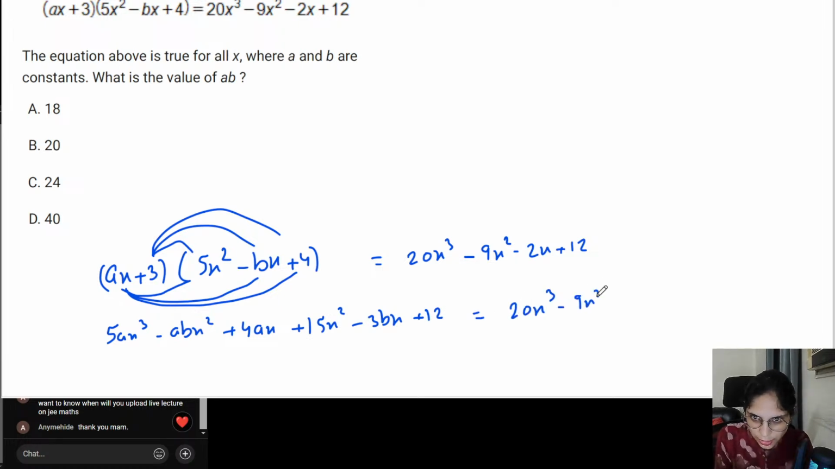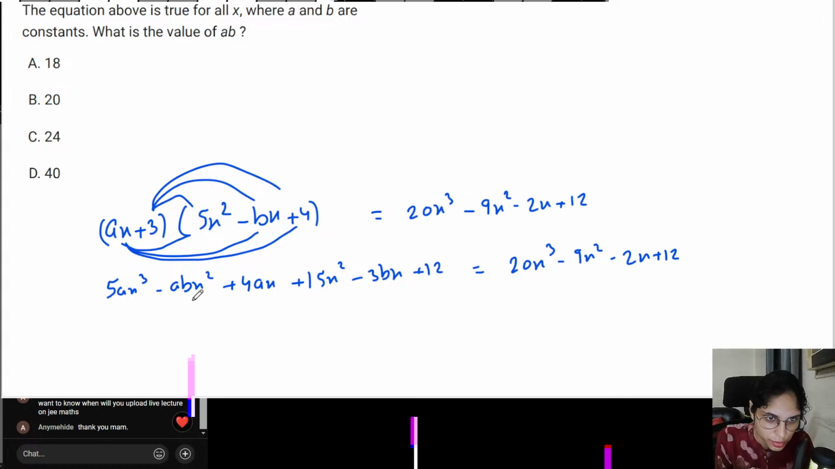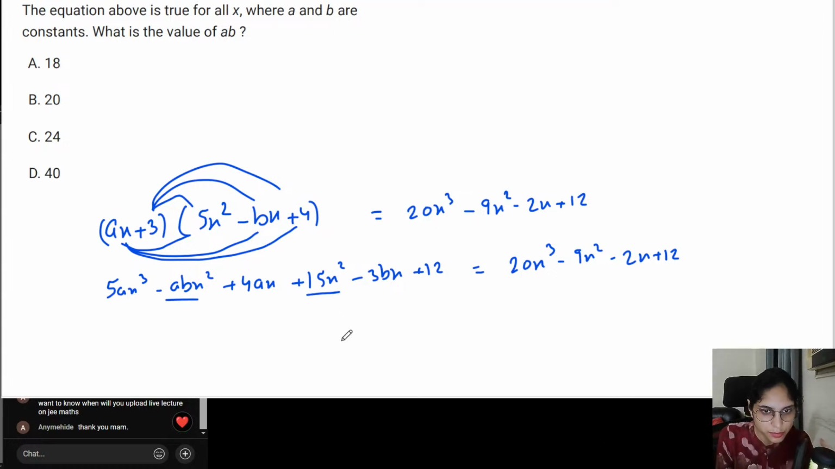Now I want the value of ab, and ab is a part of x squared. So I will just take the terms of x squared and compare them here. So negative ab plus 15 is equal to negative 9. So negative ab is going to be negative 24. ab is 24.